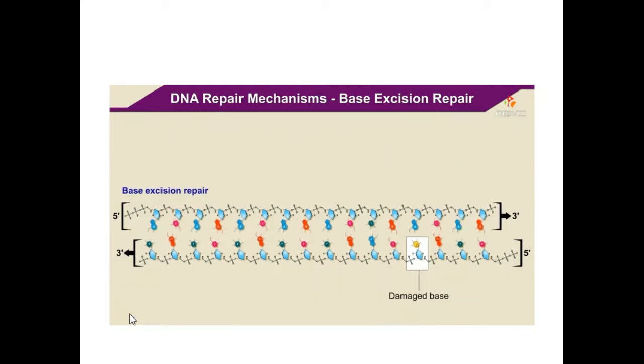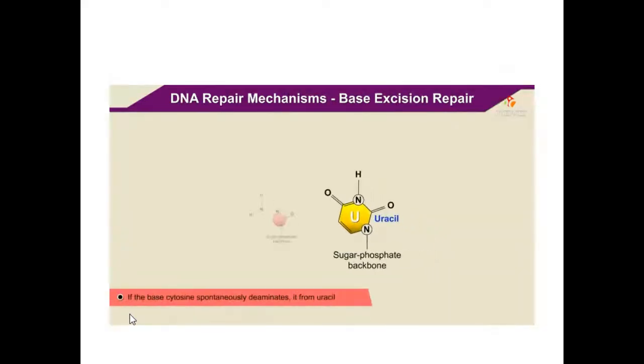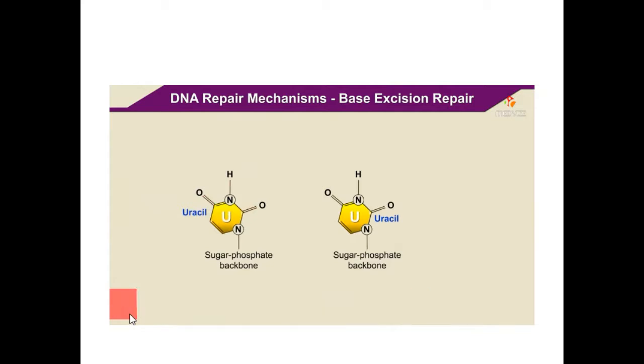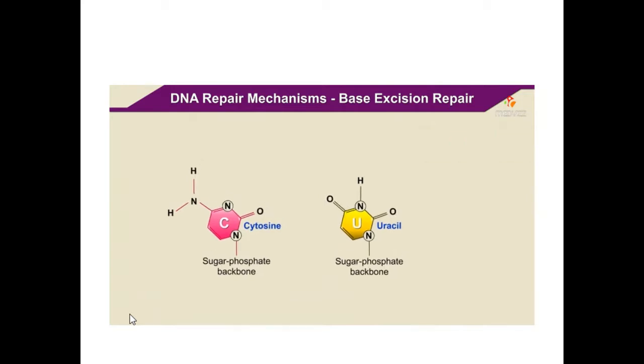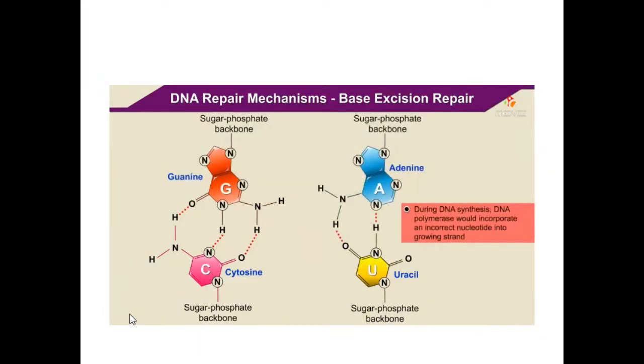Base excision repair acts on other kinds of defective DNA. For example, certain bases that are not supposed to be in DNA, such as uracil, are removed by base excision repair. If the base cytosine spontaneously deaminates, it forms uracil. Uracil can also be incorporated erroneously into a strand during DNA synthesis. If uracil forms in the place of cytosine, it would have a mutagenic effect. Whereas cytosine forms a base pair with guanine, uracil forms a base pair with adenine. During DNA synthesis, DNA polymerase would incorporate an incorrect nucleotide into the growing strand.